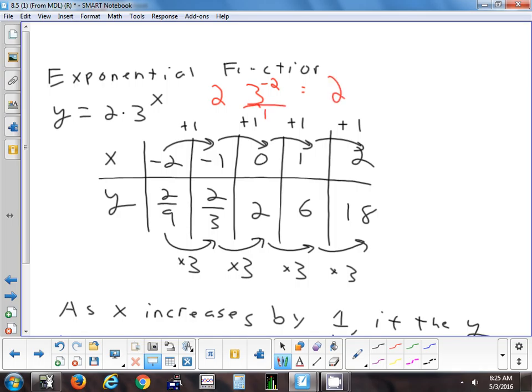So I'm going to have 2 times, what needs to happen now? We got to flip it, right? So 1's going to go on the top. What's going to go on the bottom?